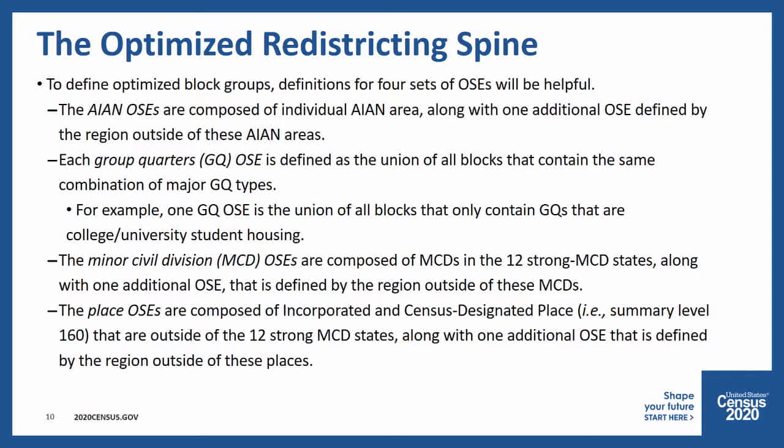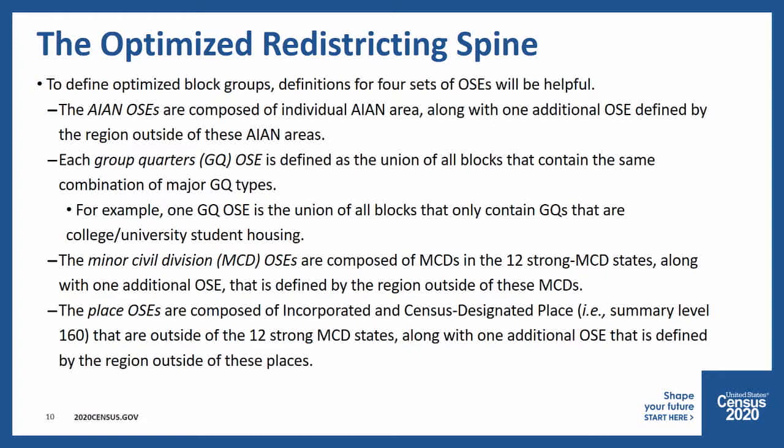Okay, so the four different sets of off-spine entities that we are intending to increase accuracy on with this spine are given here. You'll notice that each one of these is a partition of the US. In some cases, I will just add a final GeoUnit at the end that corresponds to the remainder of the US, just to ensure that every block in the US exists inside of at least one element of each set of off-spine entities. For the first example here, the AIAN OSEs are composed of individual AIAN areas along with one additional off-spine entity defined by the rest of the US.